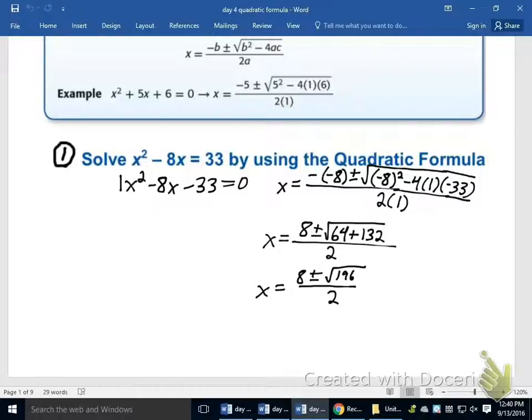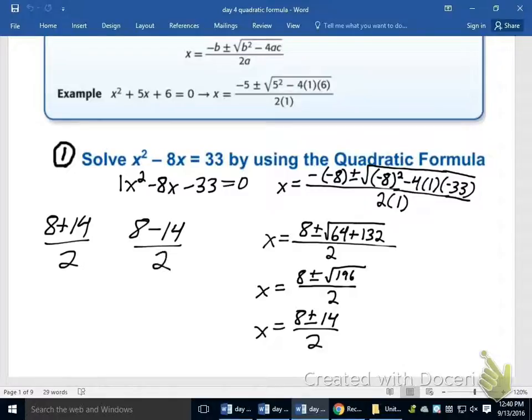And it's always worth seeing if that is a perfect square, and in fact it is. The square root of 196 is simply 14. So 8 plus or minus 14 over 2. This will actually give me two rational answers. One of my rational answers will come from doing 8 plus 14 and then dividing it by 2, and the other one from doing 8 minus 14, dividing it by 2.